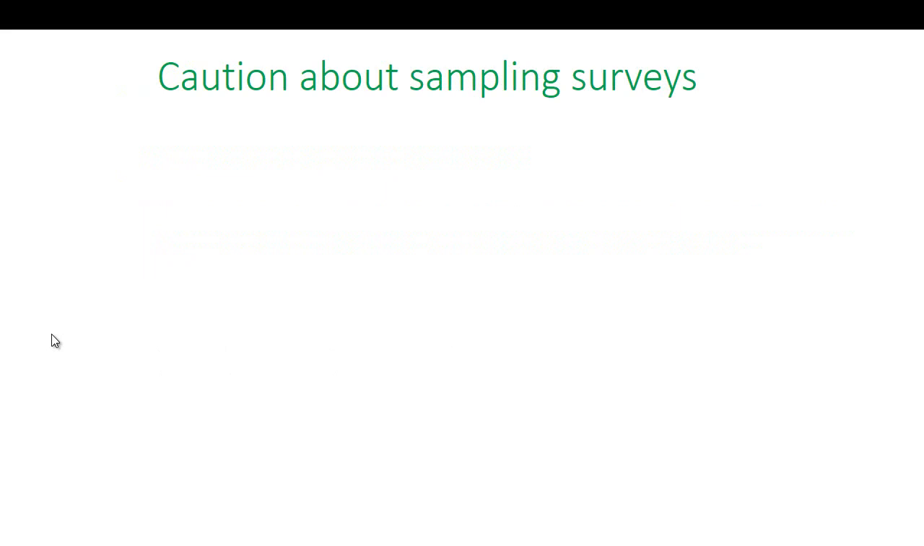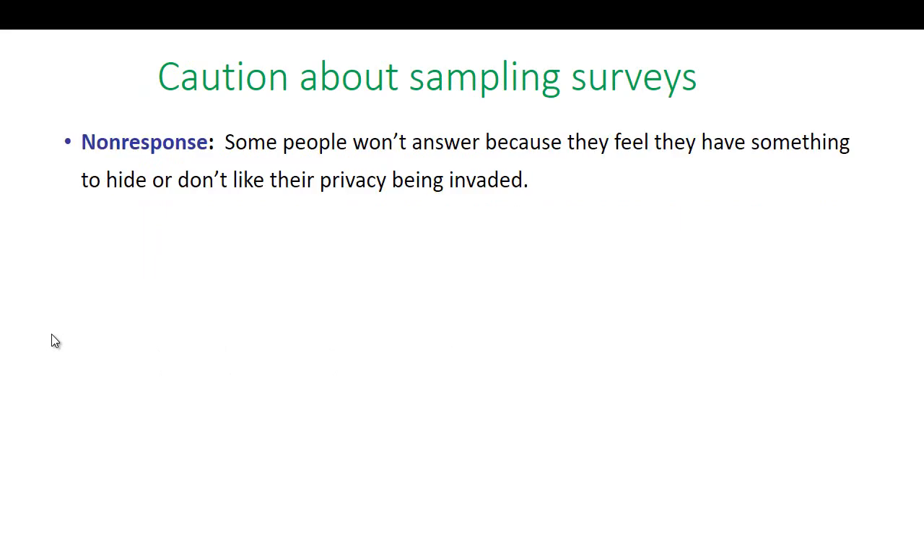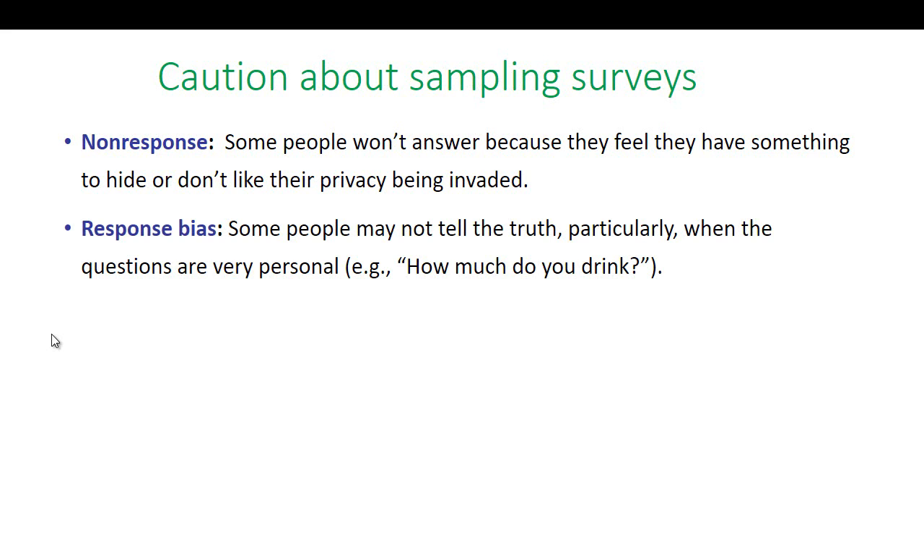Okay, a few cautions about sampling surveys. Non-response: some people won't answer because they might feel that they have something to hide or don't like their privacy being invaded. So some people may not have a response. Response bias: some people may not tell the truth, particularly when the questions are very personal. For example, if you're surveying how much do you drink, some people may not give you the honest answer, and so they might give a false answer.